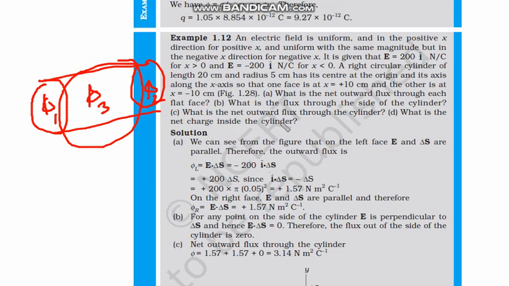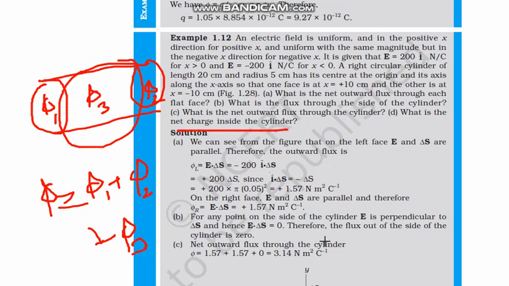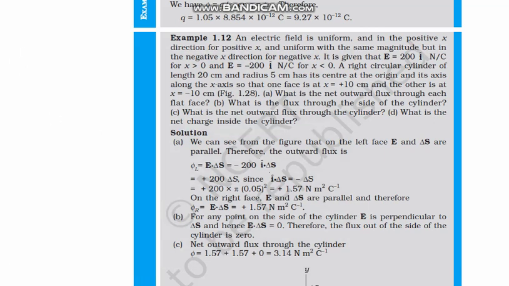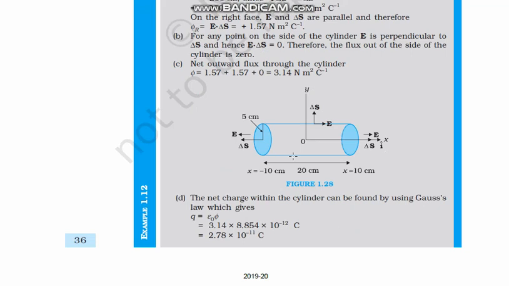The next thing is, what is the net outward flux? That means the total phi, which is the combination of phi 1, phi 2 and phi 3. What is the total phi? And the fourth thing is, what is the net charge inside the cylinder? So let us first go to the diagram. Again, the center is coinciding with this origin. In this direction it is 200 i but positive, in this direction 200 i but negative. So this is phi 1, phi 2, phi 3.